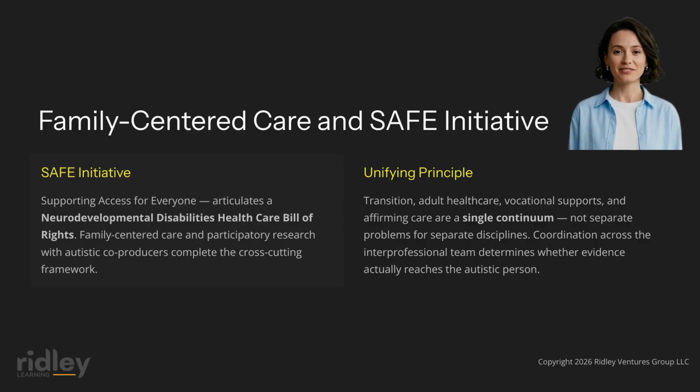For the interprofessional team, the implication is clear. Adolescent transition, adult healthcare access, vocational supports, and autism-affirming care aren't separate problems solved by separate disciplines. They're a single continuum whose coordination determines whether the evidence documented elsewhere in this course actually reaches the autistic person in front of the clinician.